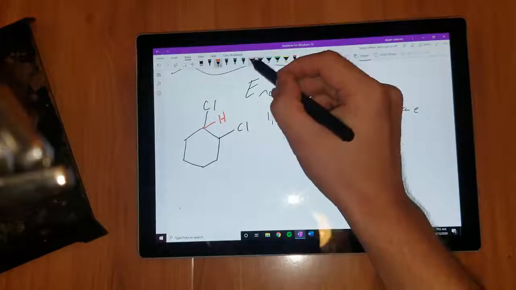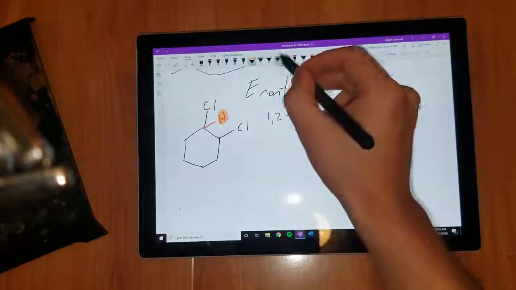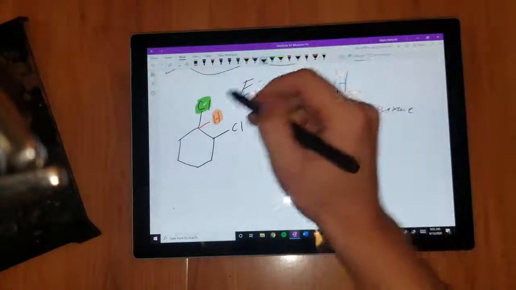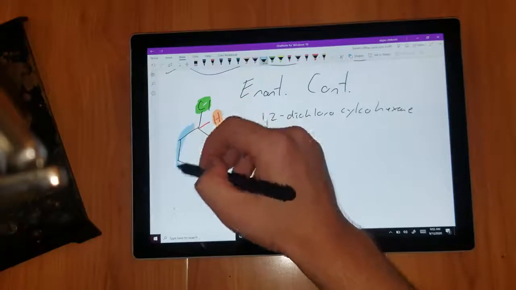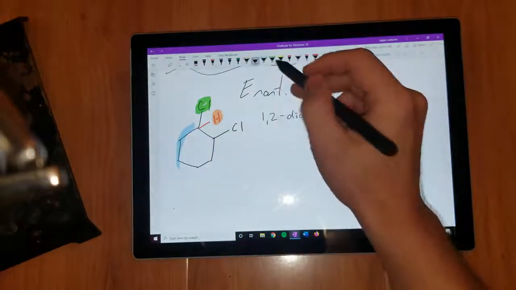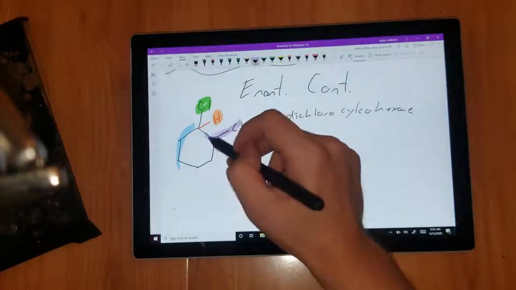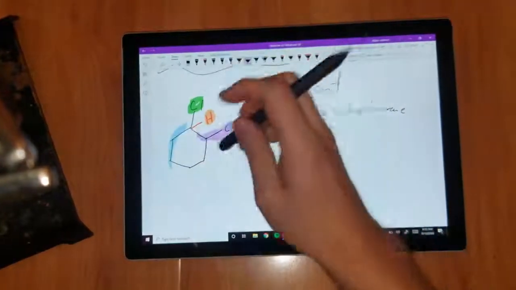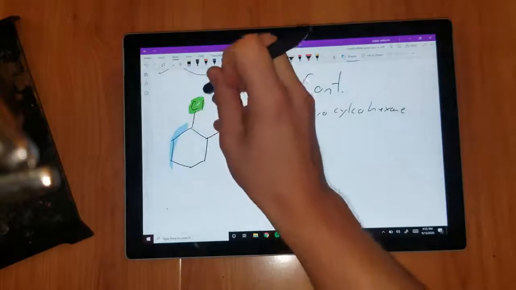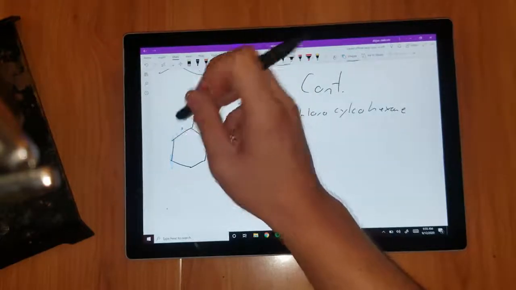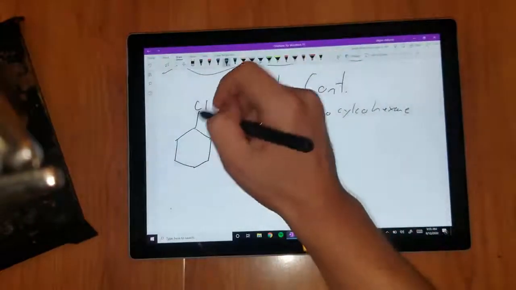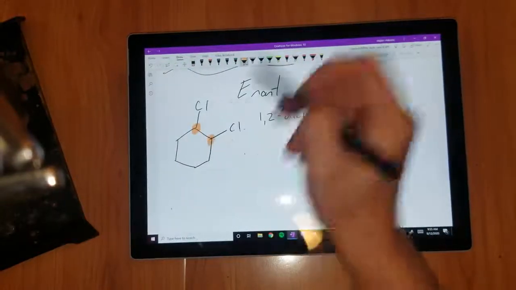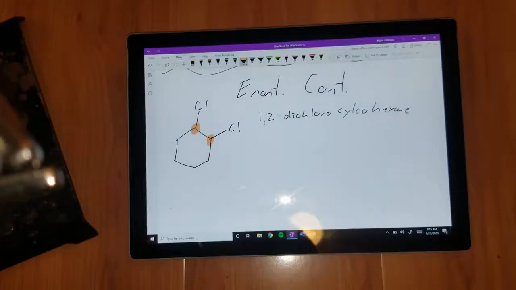We have a hydrogen here, so that's one group. We have a chlorine here, so that's obviously a second group. Here we have just a regular alkane, and then over here we have a haloalkane. So that's 4 different things attached to it. So this is indeed a stereocenter. This right here is a stereocenter, and this is the same thing, so this is a stereocenter as well.